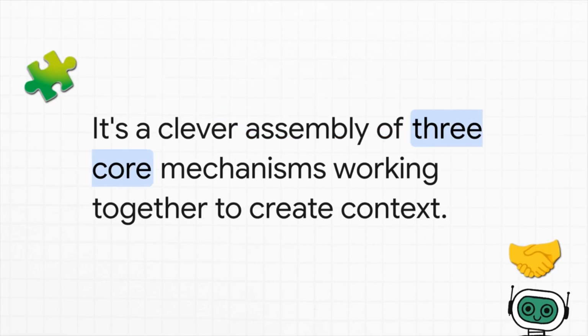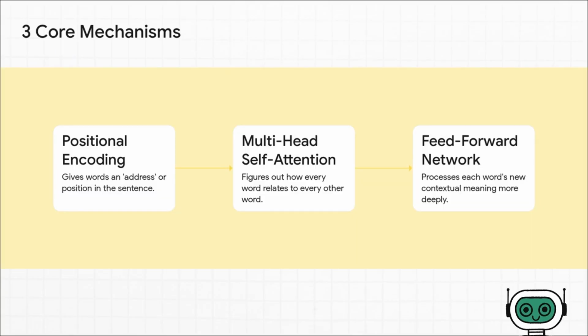Okay, so how does this context engine actually work? Well, it's not some single magical black box. It's really a clever combination of three key parts working together. First up, we have something called positional encoding. This basically gives every word an address so the model knows where it is. Next, there's the famous part, multi-head self-attention. This is the mechanism that figures out how all the words are related to each other. And finally, a feed-forward network comes in to process each word's new context-rich meaning a little more deeply. Let's take a closer look at each piece.